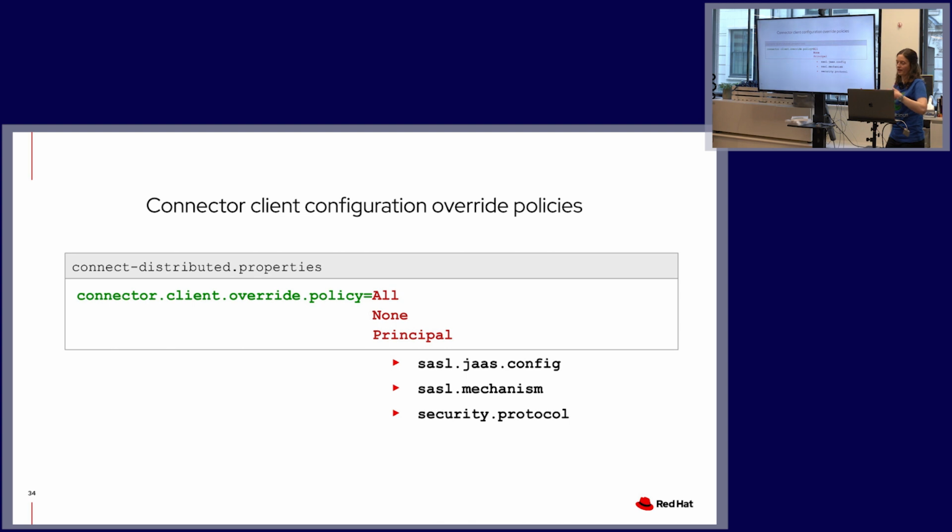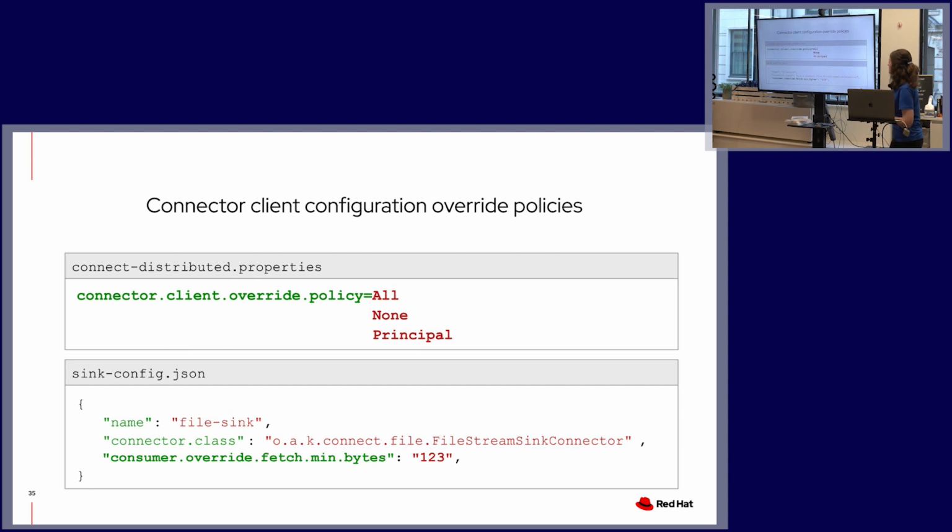So if you're the person that's running Connect and you want to put a bit more restriction on what the people running the connectors can do, then this is a useful thing to be aware of. The way it works is if, for example, I've configured it to say you can override all of them, then when I'm writing my connector, I can put in some configuration here. The format of it is the name of the client, in this case consumer, then .override, and then the property as though it was a normal configuration.